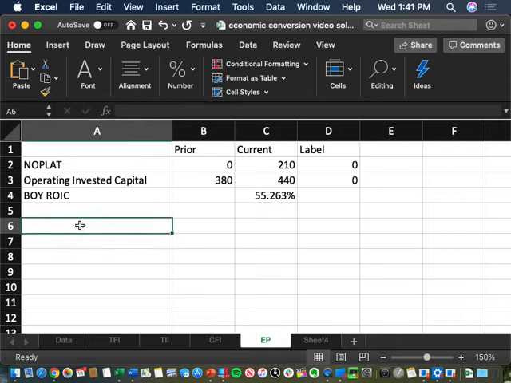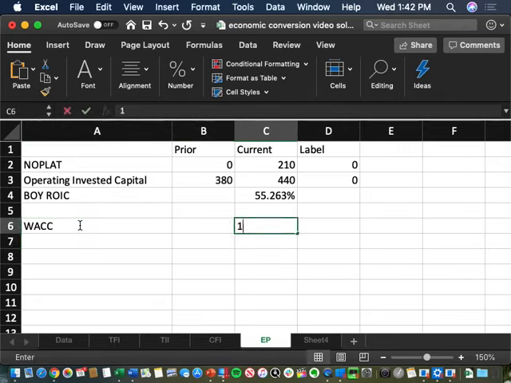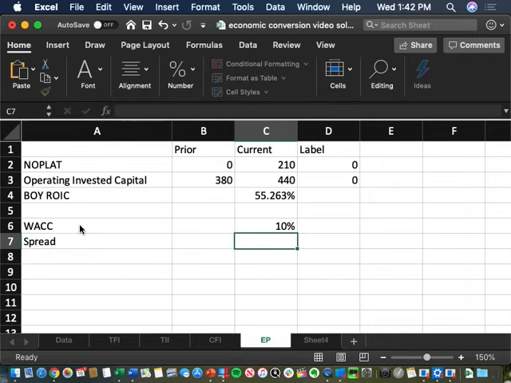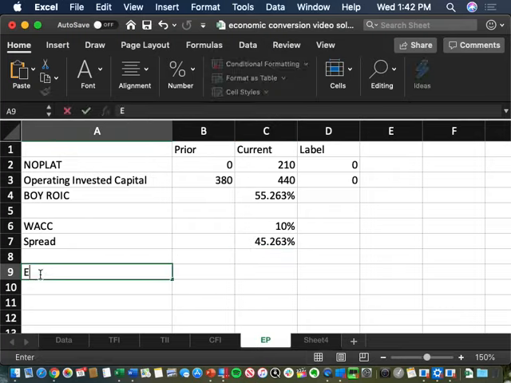I'm going to give you a WACC as part of your assignment. Let's say I gave you a WACC that was 10%. Then you are going to calculate a spread, which is the beginning of year ROIC minus the WACC. That is how much more than the opportunity cost that you made. Economic profit is spread times beginning of year invested capital.